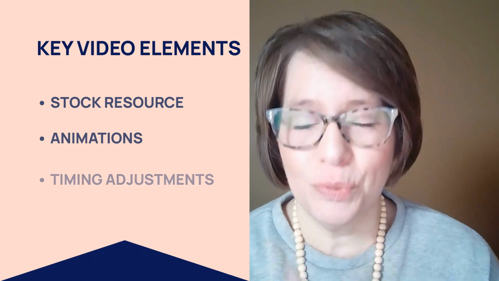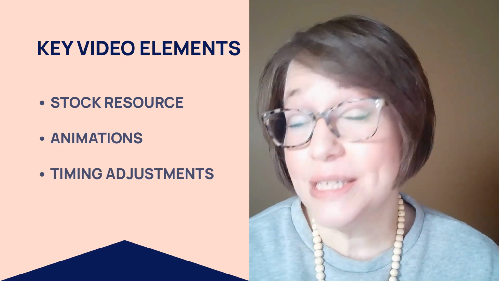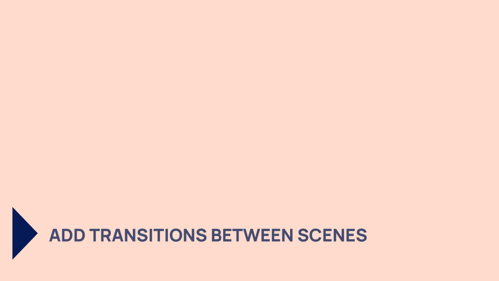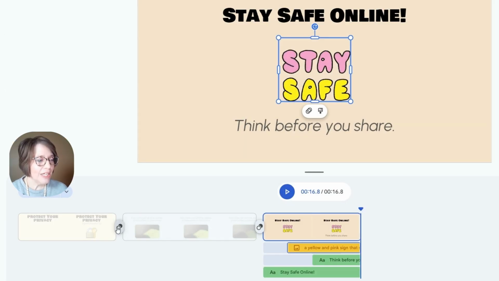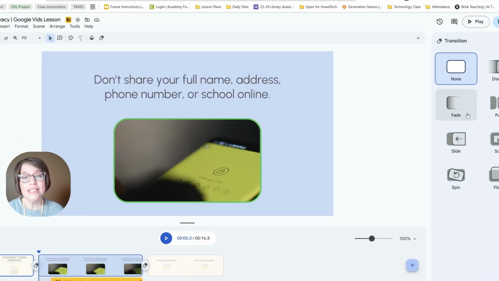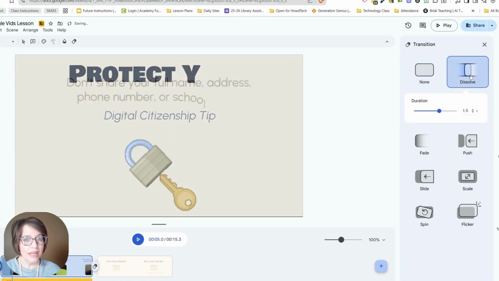You should have 3 scenes. You should have added some type of stock resource, added some animations, and changed the timing of each of these elements. The next thing we're going to do is add some transitions in between scenes. I'm going to click on this right here. This stands for transition. Click on that transition and you can see there are different types of transitions. Let's take a look at what they could look like.